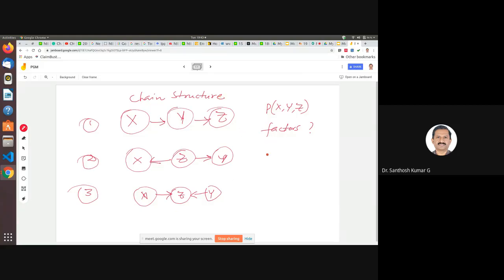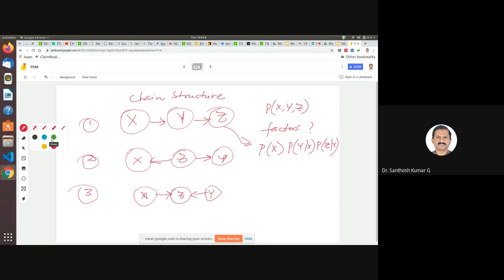So who will tell me this one? Factors. Probability of x into probability of y given x, probability of z given y. Okay, fine. So what about the next one?